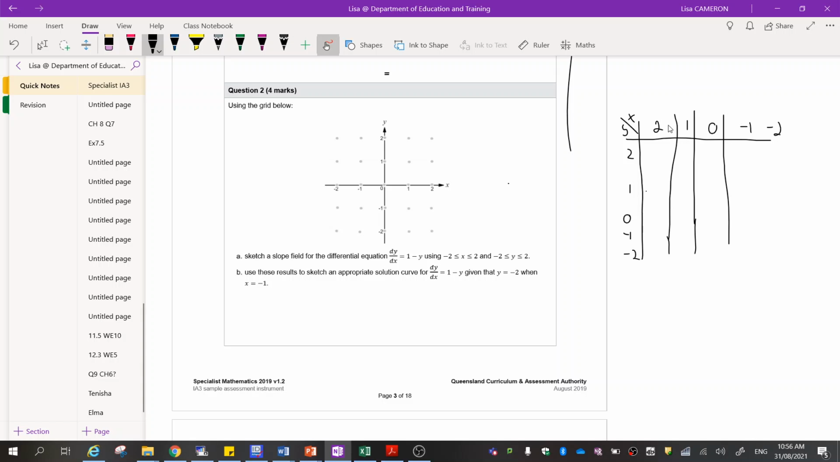So when x is 2 and I substitute y equals 2 into this equation, I'm really doing 1 minus 2, which will give me negative 1. Next one would be when I substitute 1 in. So that's going to be 1 minus 1 will give me 0. Next one will be 1, next one will be 2, and the next one will be 3.